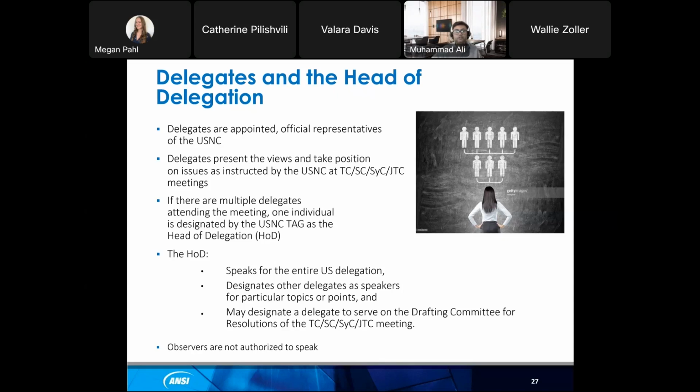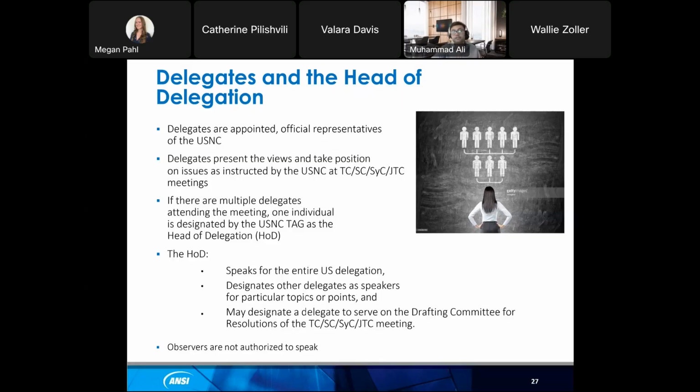The official representatives are the US delegates, and within the delegates, there is usually a head of delegation, which we call HOD, that is appointed to speak for the entire US delegation. The head of delegation may appoint other delegates as speakers on selective topics as they come up or as they determine that that delegate may be best suited to speak up on that topic. So the official spokesperson is, however, the head of delegation.